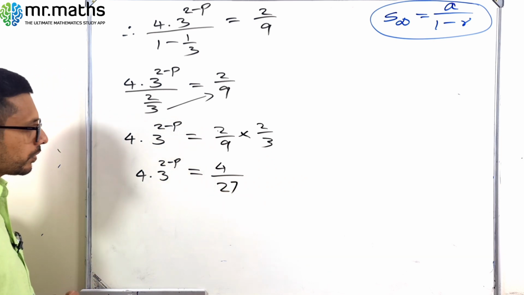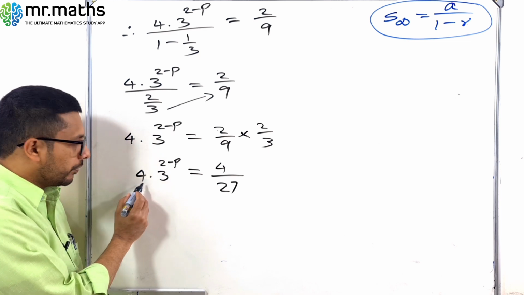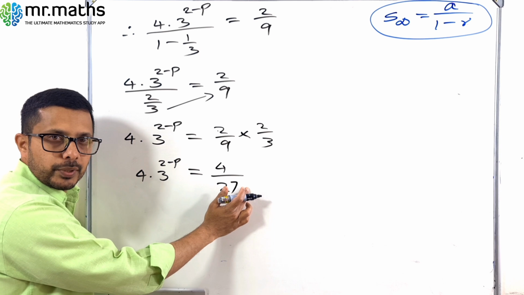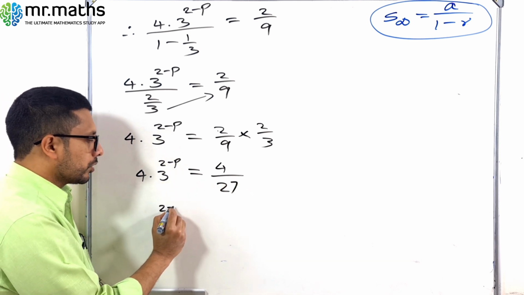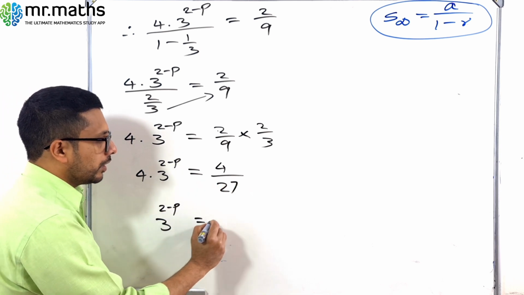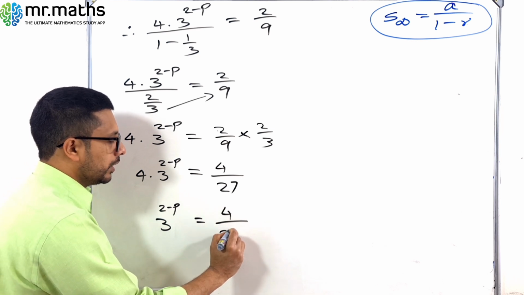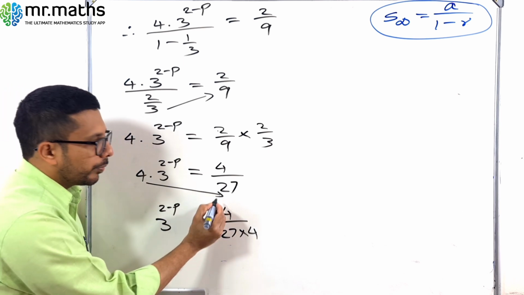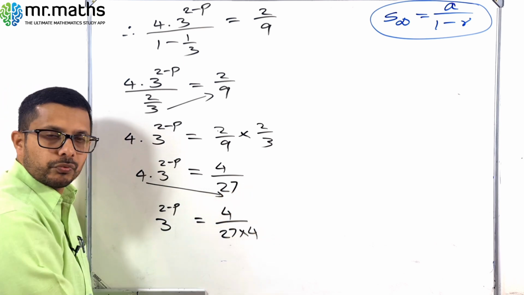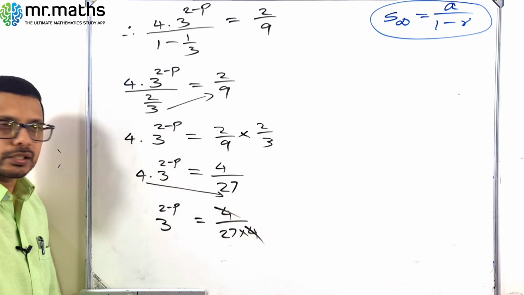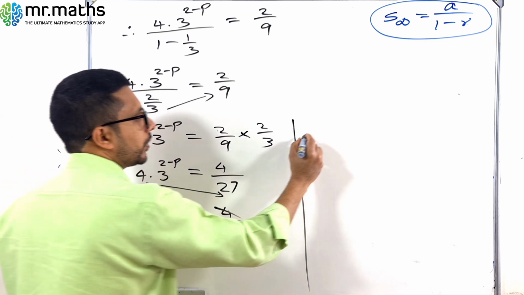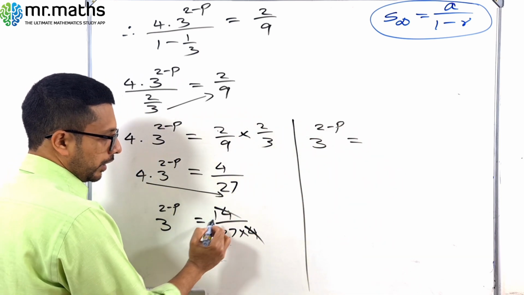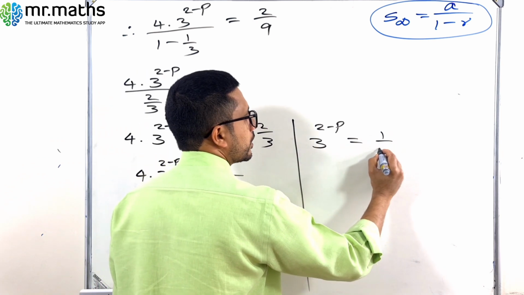Now look at this one. This is multiplication. If I want to take this 4 to the other side, it is division. Division means it will come here in the denominator. Am I right? So 3 raised to 2 minus p is equal to 4 divided by 27 times 4. This 4 multiplication will come straight to the denominator and multiply here, 27 times 4. Here 4 and 4 we can cancel. So what is remaining now? 3 raised to 2 minus p is equal to, cancel 4 and 4, remaining 1 over 27.